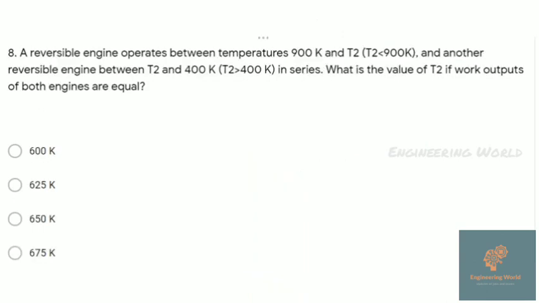Then the next one. A reversible engine operates between temperature 900 Kelvin and T2, T2 less than 900, and another reversible engine between T2 and 400 in series. What is the value of T2 if work outputs of both engines are equal?